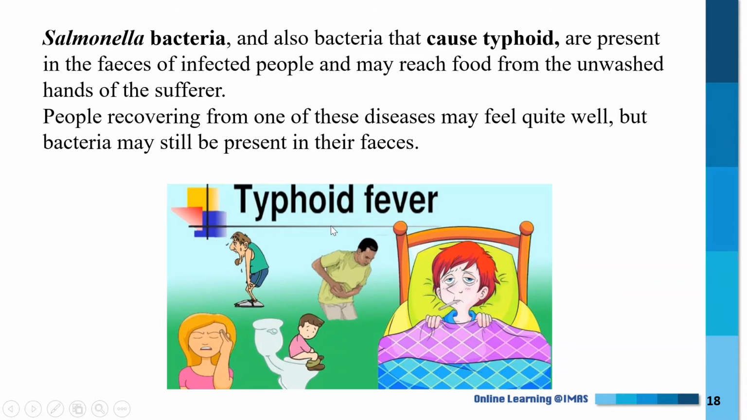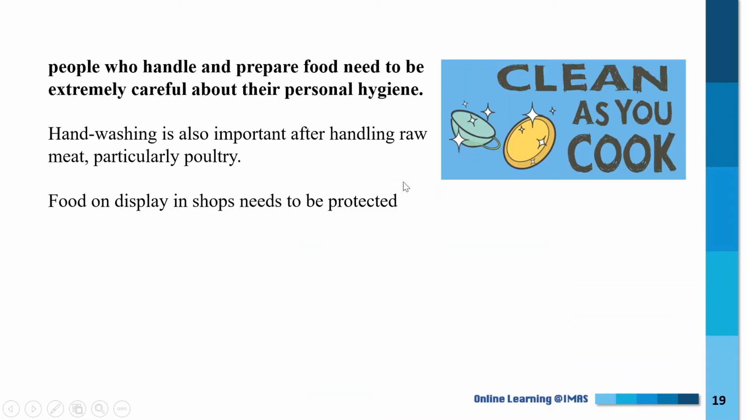Let's say this person uses the toilet, but he doesn't wash his hands and prepares food with those dirty hands. So he may pass the bacteria to other people who are healthy, and this is quite dangerous. So people who handle and prepare food have to be very, very clean, extremely careful about their personal hygiene. It means they have to wash their hands when they handle meat, wash their hands when they go to the toilet, etc. So hand washing is also important after handling raw meat, particularly poultry, meaning chicken, ducks, etc.